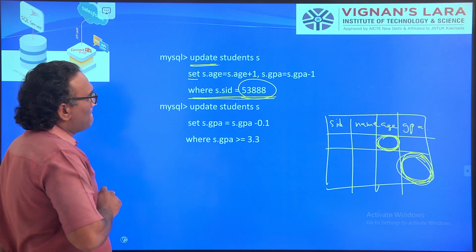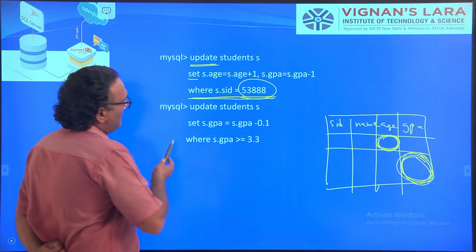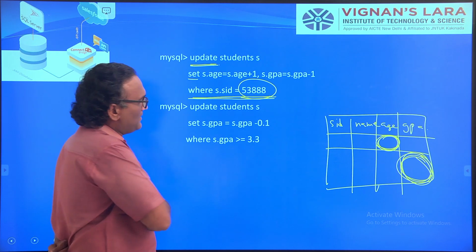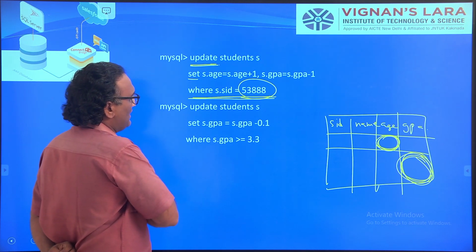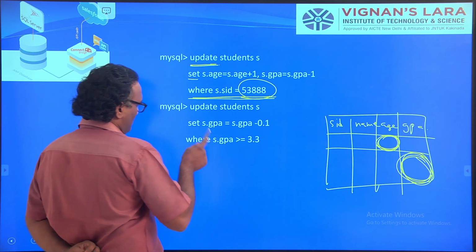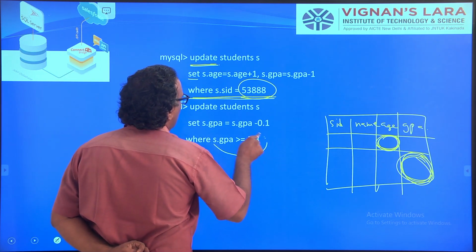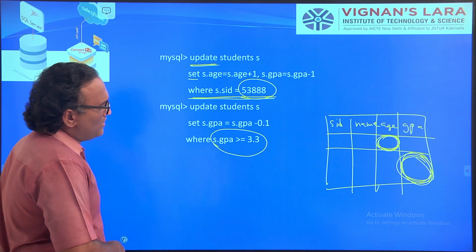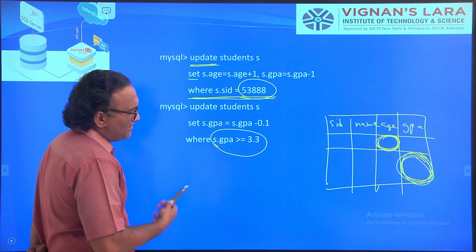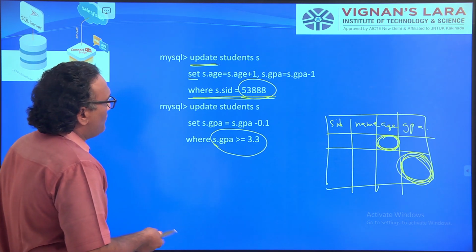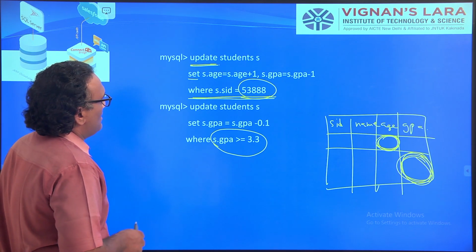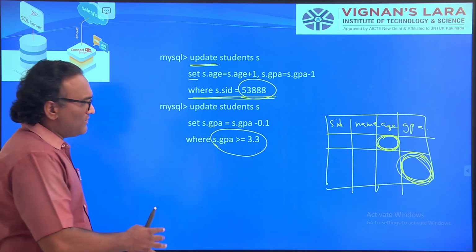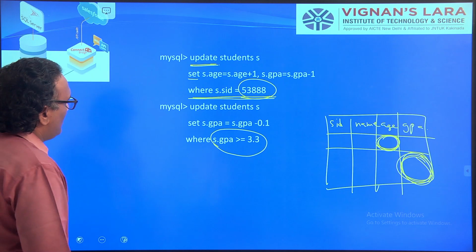Similarly, you can also do this. Update students S, set s.GPA is equal to s.GPA minus 0.1, where s.GPA is greater than or equal to 3.3. The students who have s.GPA greater than or equal to 3.3, for those students only you are going to set GPA, reducing GPA by 0.1. That is the objective, right.